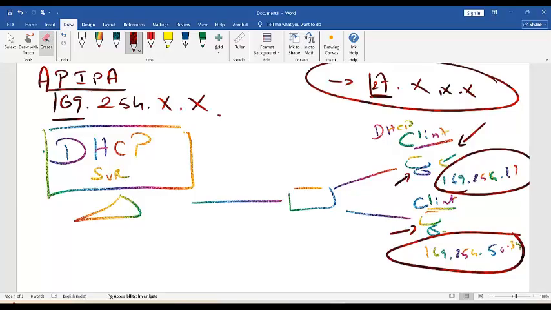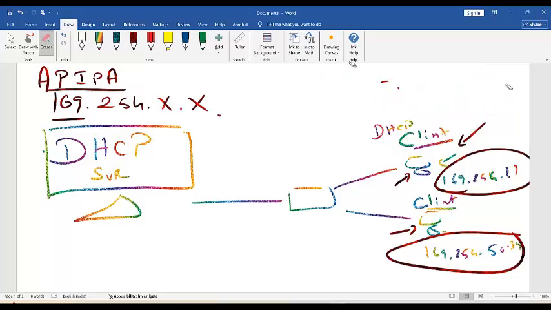It is meant to inform the users that the server has failed to give an address. Okay, the server has failed to give an address. APIPA address. Any question on APIPA? No, sir.